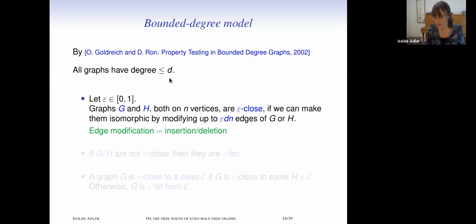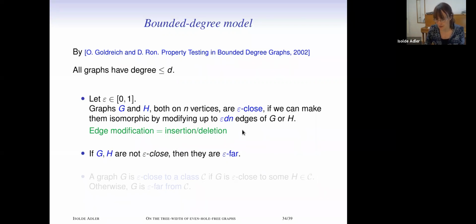This wasn't clear from the picture I showed you just now. So this is how it's defined in the bounded degree model. Graphs G and H, both on the same number n of vertices, are called epsilon close if we can make them isomorphic by modifying up to epsilon times dn edges of G or H, where modifying means inserting or deleting. And this is an epsilon fraction, a small fraction, of the potential total number of edges that such a graph could have when you have a degree bound of d and n vertices. Okay, so we're allowing a small fraction of this to be modified.